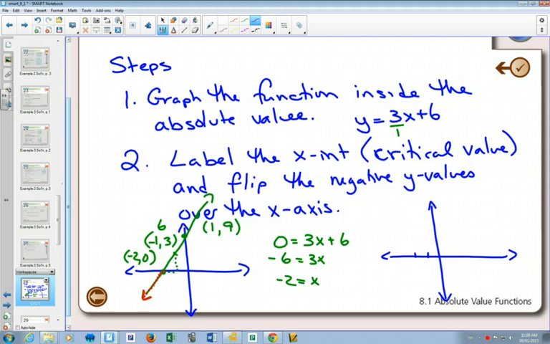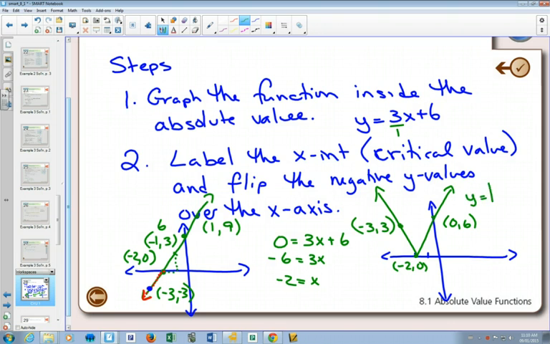So we're going to label our x-intercept, again, negative 2, 0. We would still have points like 0, 6, and this whole section stays exactly the same. However, that little red section where the y values were negative, it's going to get flipped up now. And if you had a point on your original graph here, let's say we had the point negative 3, negative 3, that point now would become negative 3, positive 3. And over here, this is the graph of the absolute value of 3x plus 6.